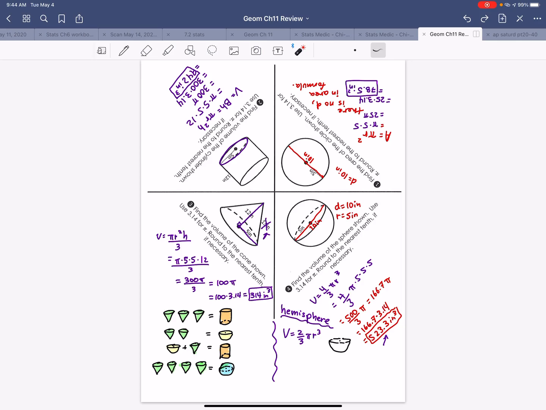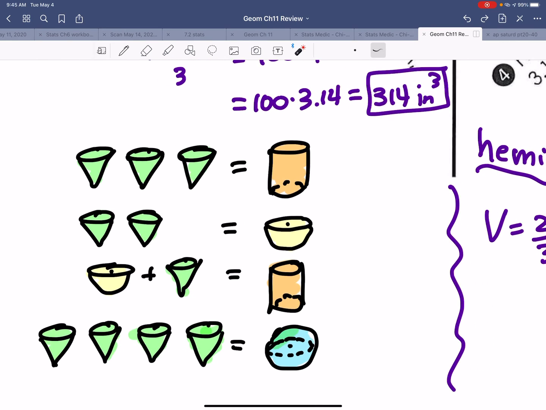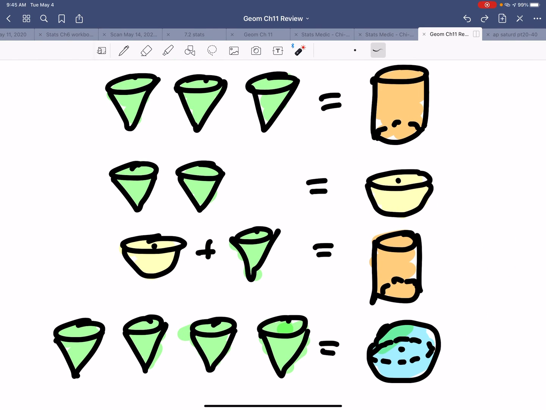We do want something referencing how these shapes relate to each other. So remember from class, in a couple of our formula discussion questions, we said 3 cones would fill a can or cylinder, right? That's why this formula is a third. We also noticed 2 cones filled a hemisphere. That's why 2/3 pi r cubed is the formula for half of a sphere.